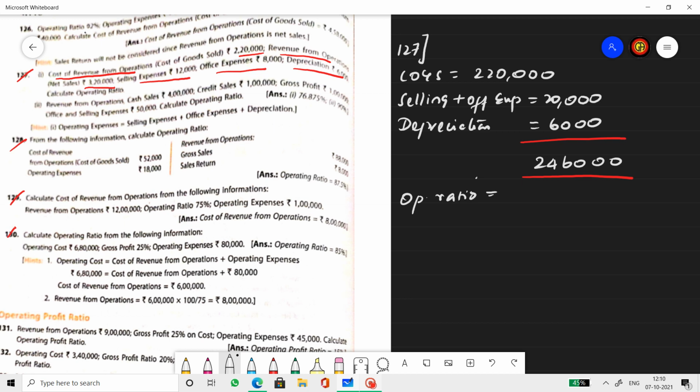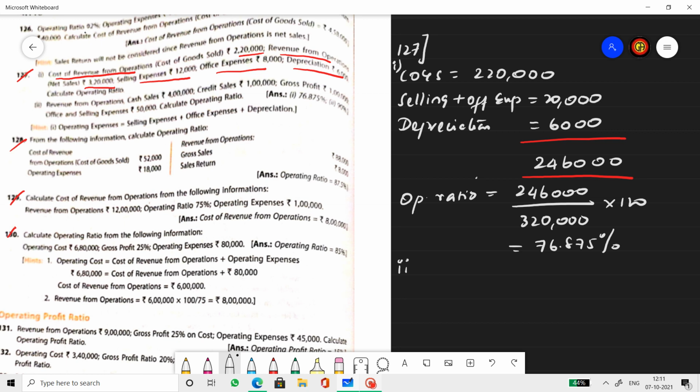And what is operating ratio? Operating ratio is operating cost, which is 2,46,000 divided by net sales, which is given in the question as 3,20,000 into 100, which you get as 76.875%. This is for the first case of the 127.